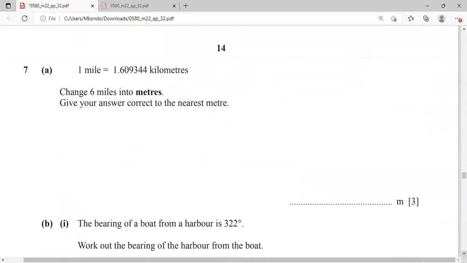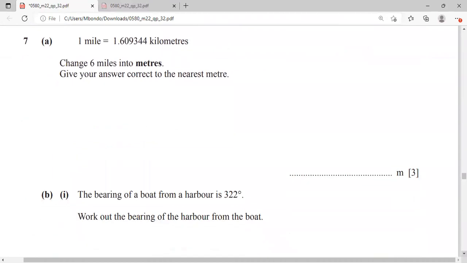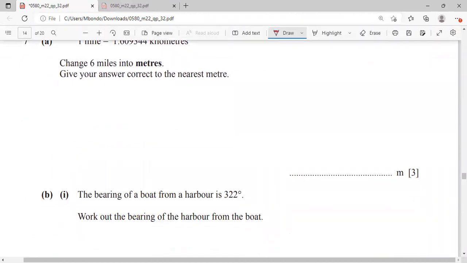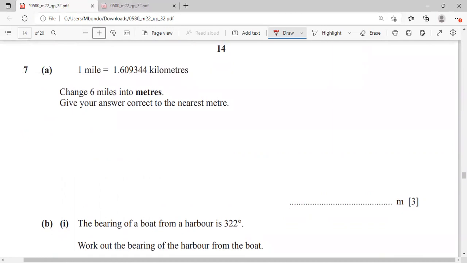We come to this question now. Question 7a says 1 mile is equal to 1.60934 kilometers. Change 6 miles into kilometers. So what are we supposed to do in this case?